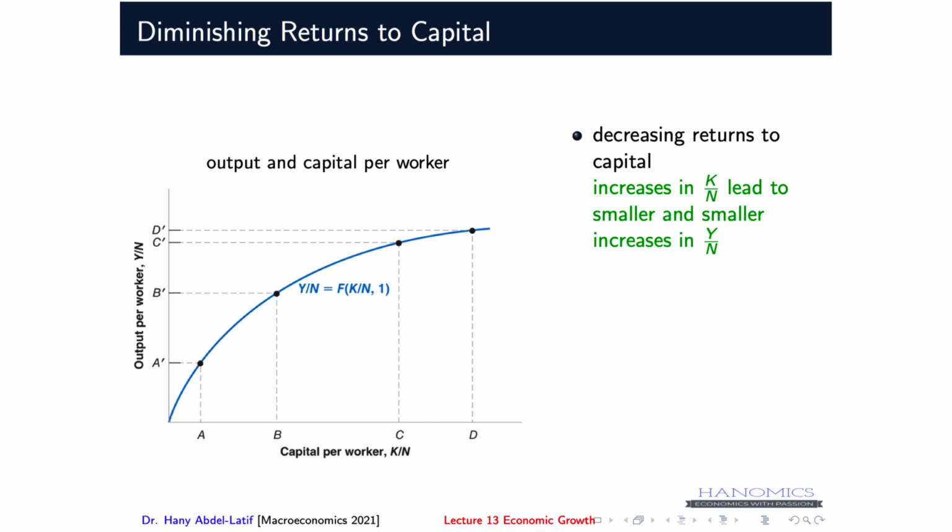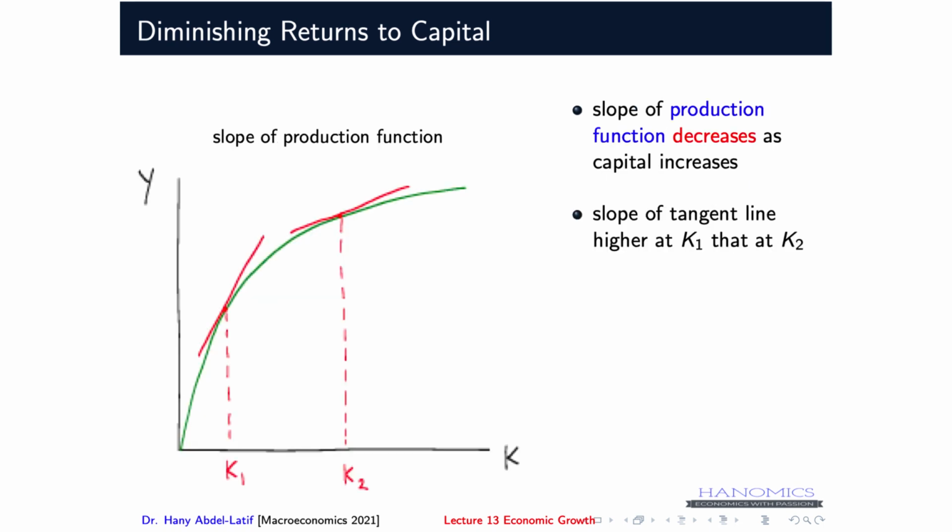So in that case, if we look at the slope, for example, here, the slope of the production function decreases as you add more capital, as you increase your capital. As you move across the horizontal axis, the slope of that function decreases. And you can see now how to measure the slope of a production function, because this is a curve.